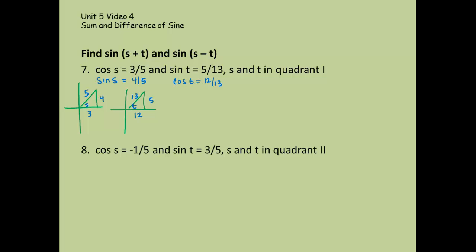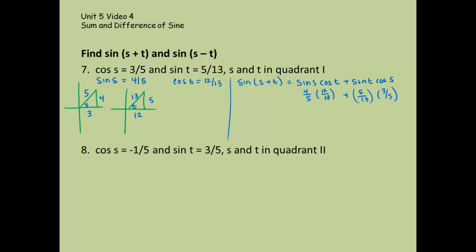Now that I have all of those values, I'm able to go ahead and start finding the sine of S plus T and the sine of S minus T. So I'll start with the sine of S plus T. My sine of S plus T is going to be written as the sine of S cosine of T plus the sine of T and the cosine of S. And I can fill in my blanks. The sine of S we found to be 4/5. The cosine of T is 12/13 plus the sine of T they gave us to be 5/13, and the cosine of S they gave us to be 3/5.